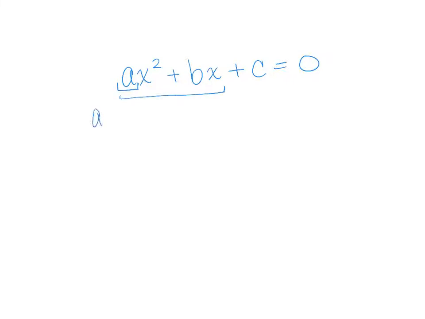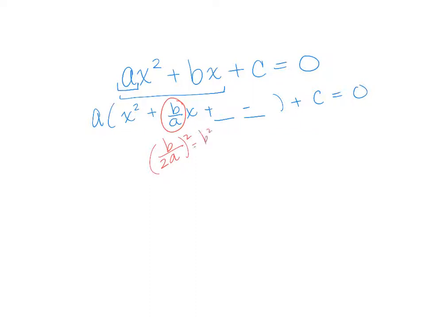So really it's like dividing an a out. That'll be x squared plus b over a x. And we want to add something to complete the square. The thing that we're going to add comes from taking that b over a and dividing by 2, which really becomes b over 2a. And then we need to square that. So that's b squared over 4a squared. And then we're going to subtract that, b squared over 4a squared.